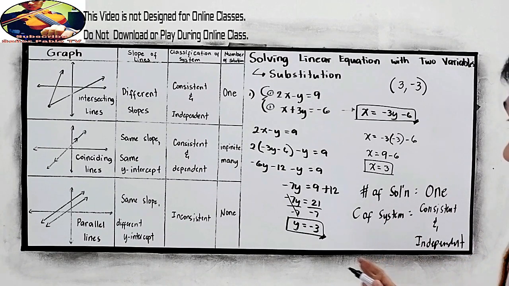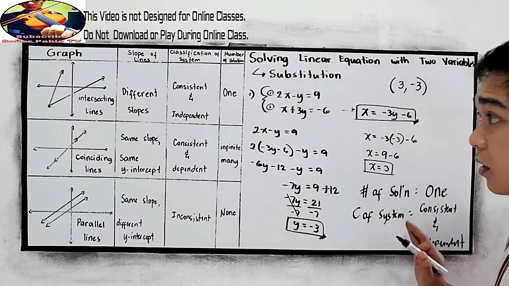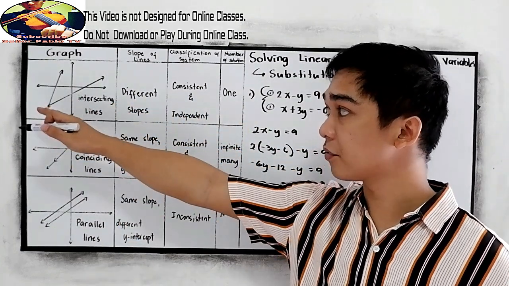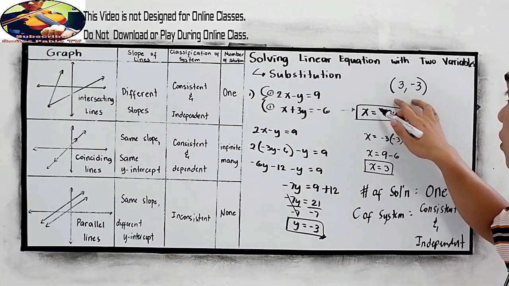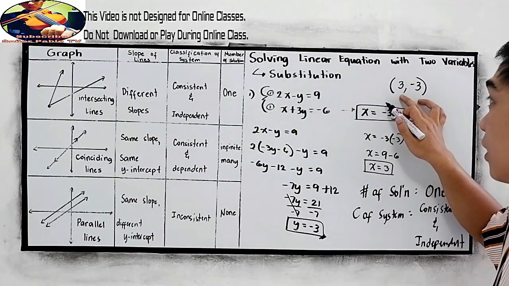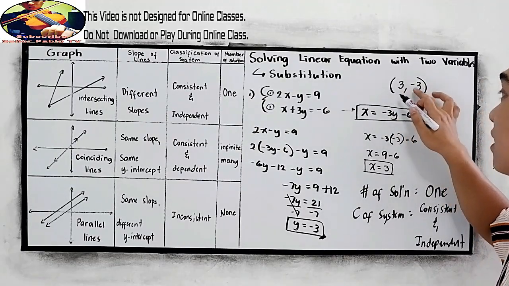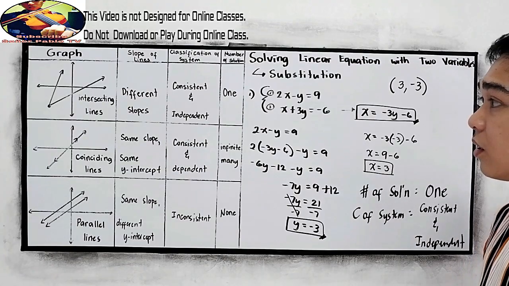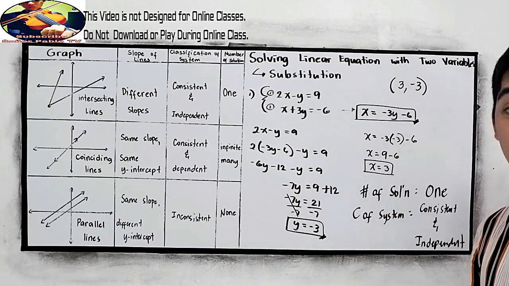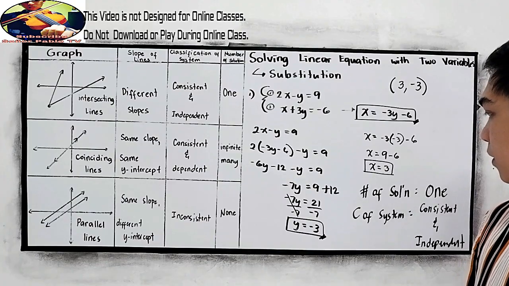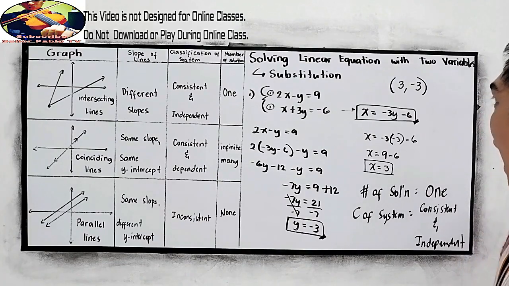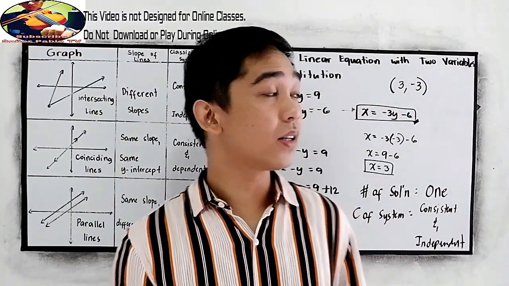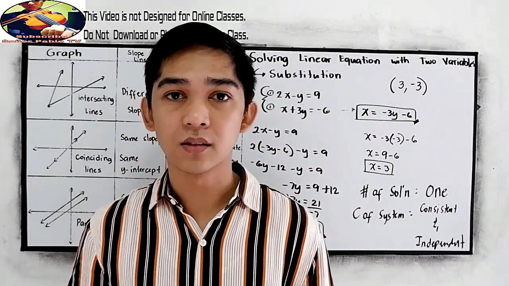And of course, if you're going to try to graph this, this will be the outcome of your graph depending on the solution of the linear equation. They will meet at 3, -3. That will be the intersection point of our linear equation. So that's on how to solve the linear equation under the substitution method.